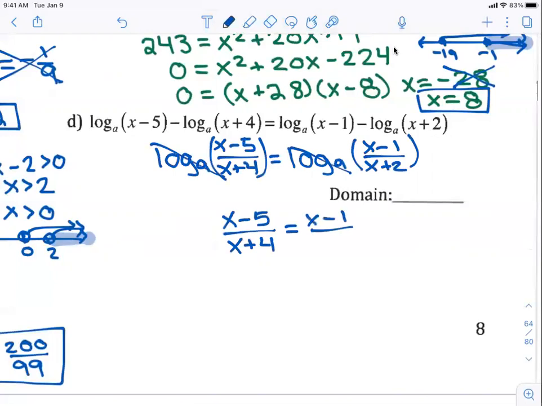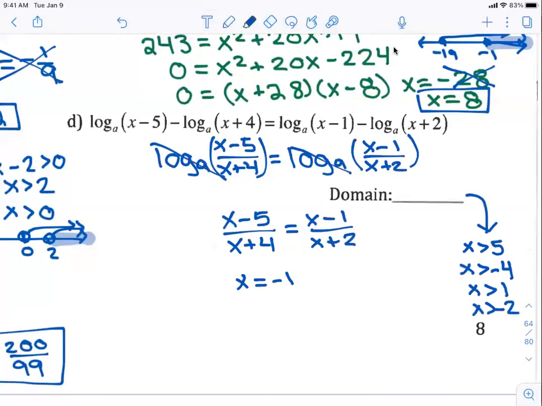And then if you'd like extra practice, you can go ahead and do that. What's going to end up happening though is when you solve, you're going to get x equals negative 1. I'm skipping the steps because I think we all know how to cross multiply and solve. The domain here, you'd have to set each part greater than 0. So you have x minus 5 is greater than 0, which means x is greater than 5. The next part, x plus 4 is greater than 0, so x is greater than negative 4. x is greater than 1, x is greater than negative 2. Again, that's all from the inputs that I pulled from here. Now, which one of those is the largest number? Because that's where they're all going to overlap, and that's going to be x is greater than 5.